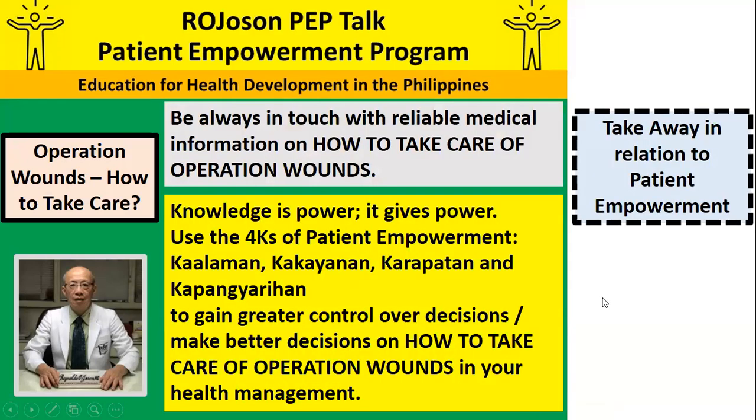So takeaway in relation to patient empowerment: be always in touch with reliable medical information on how to take care of operation wounds. Knowledge is power. It gives power. Use the 4 Ks of patient empowerment: kaalaman, kakayanan, karapatan, and kapangyarihan to gain greater control over decisions and make better decisions on how to take care of operation wounds in your health management.